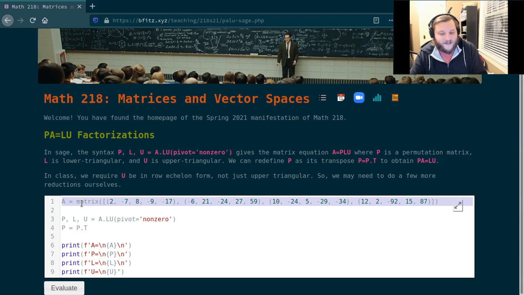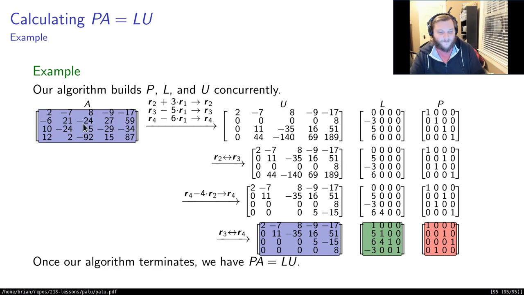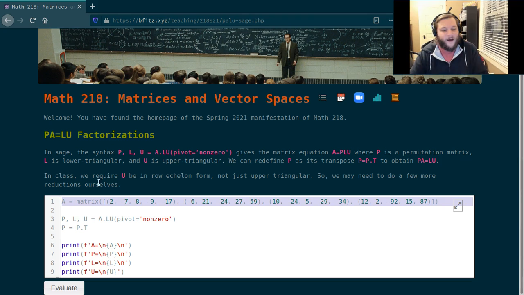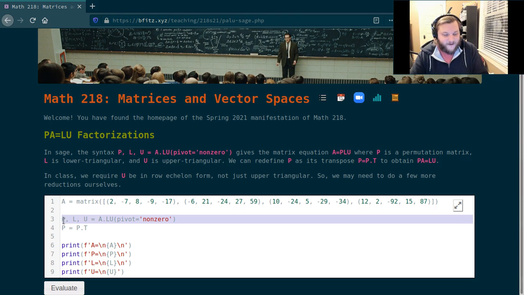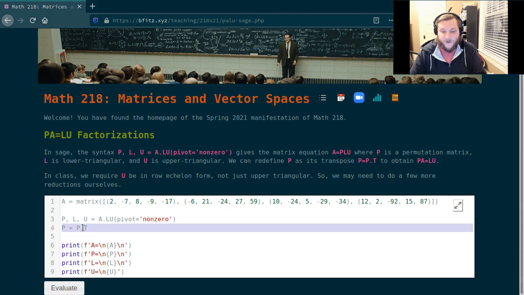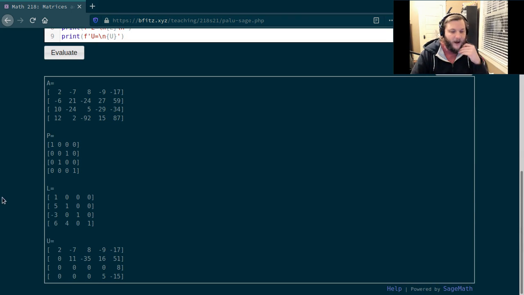So the matrix that I've input on the first line is exactly the matrix from lecture. So it's this A. And then down here, I'm defining P, L, and U according to the appropriate syntax for an LU factorization in Sage. And then I'm redefining P as its transpose because that's how we are presenting things in class. And now the print statements will tell me A, P, L, and U. So let's see what happens when I evaluate. So here's what spits out.